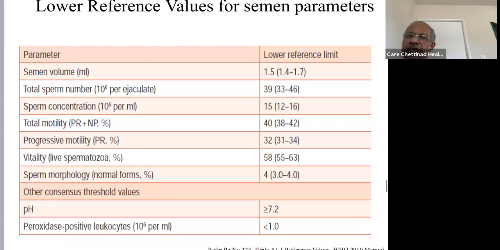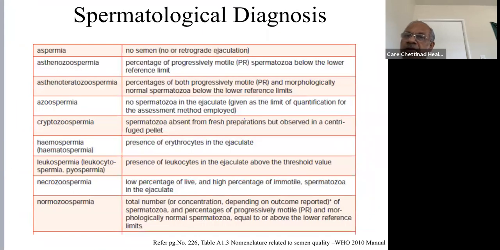That's the WHO reference value. You will see that you are all familiar with this. Based on the WHO semen values, we have a lot of definitions of the male picture. Remember, aspermia and azoospermia are not the same. Aspermia is no semen; he doesn't get any ejaculate at all. Asthenospermia has reduced sperm motility.